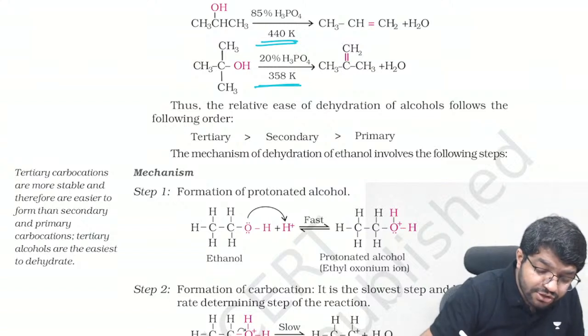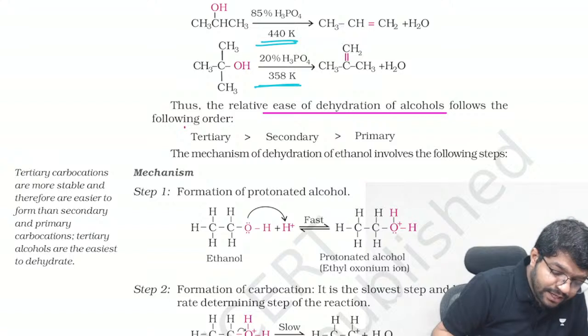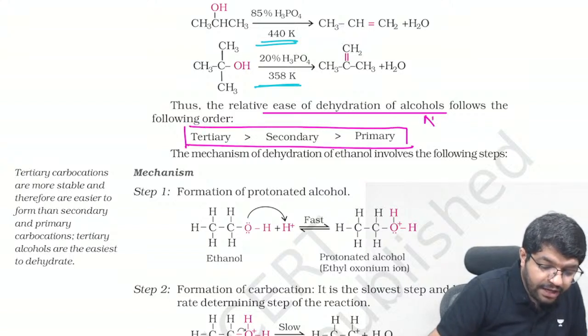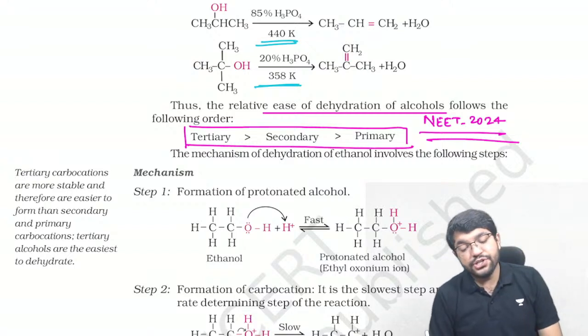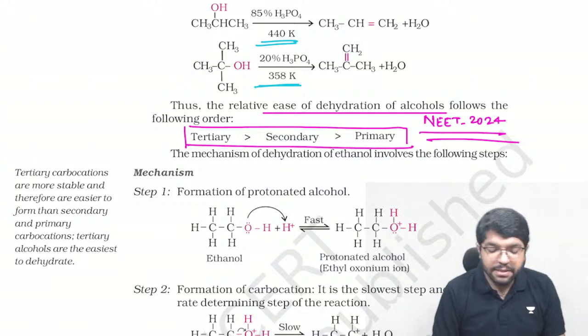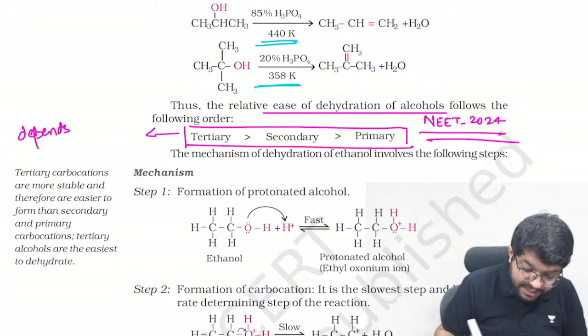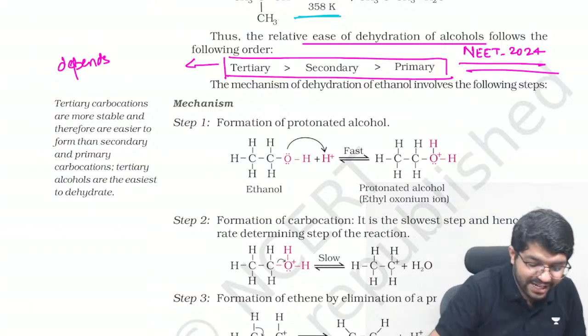The ease of dehydration of alcohols is tertiary, secondary, and then primary. NEET 2024. Ease of dehydration is tertiary, secondary, and then primary. Right? Simply because it depends on the stability. Very important. Tertiary carbocations are more stable. Absolutely right. That is what I'm mentioning.